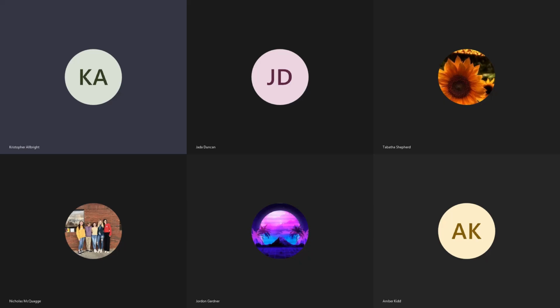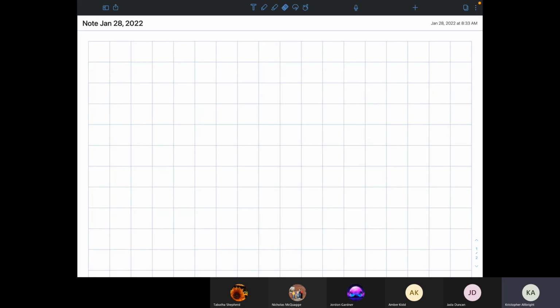Up with the actual class. So we're going to start that by moving through 106, 107, and 108 today. 106 is on step functions.